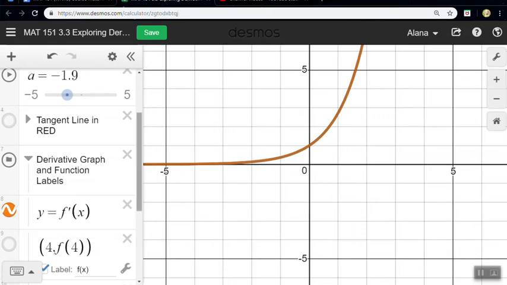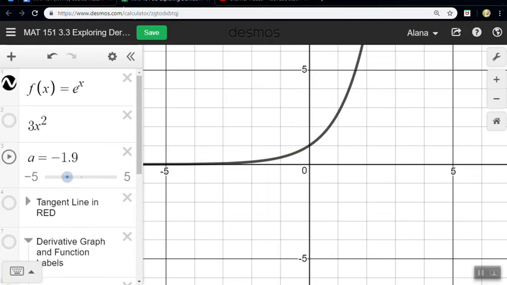Okay, so there it is. There's the derivative. There's the function. There's the derivative. There's the function, right? So e to the x is its own derivative. It's a really nice derivative. We love it because it's so simple.